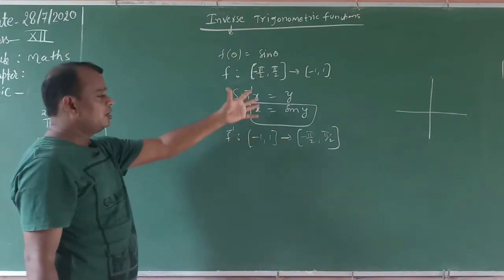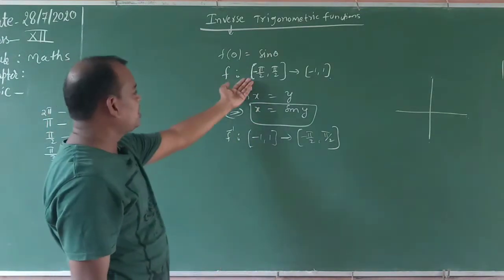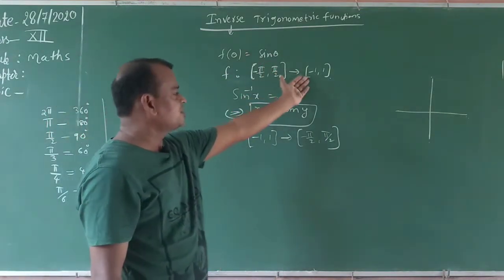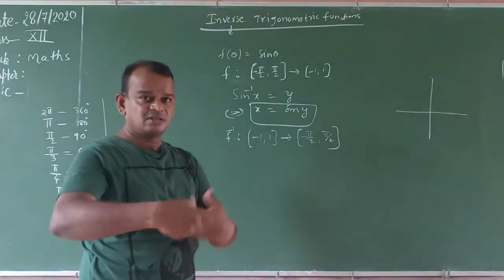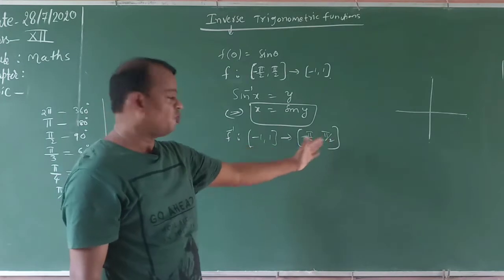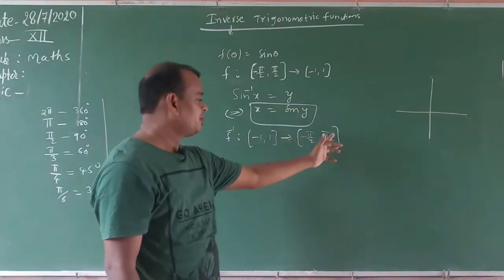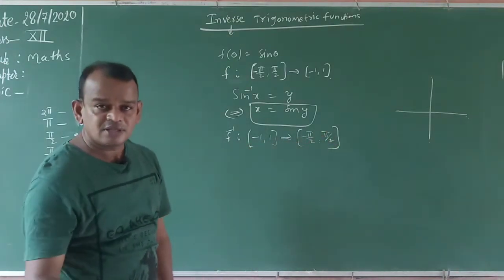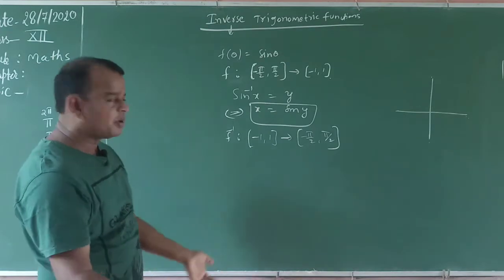What is the domain and range? The domain of sin theta is minus pi by 2 comma pi by 2, range is minus 1 comma 1. But whenever you write the inverse of the function, you must be clear what the domain is and what the range is. Domain is minus 1 comma 1, range is minus pi by 2 comma pi by 2. Understood?